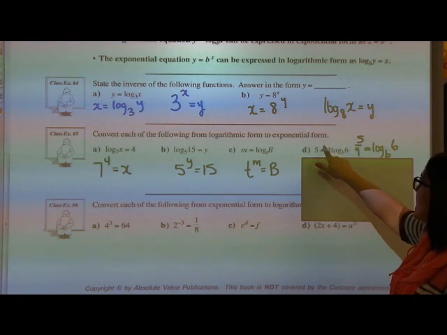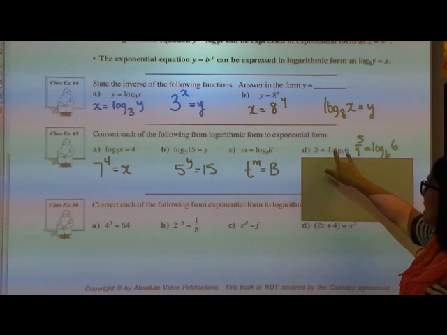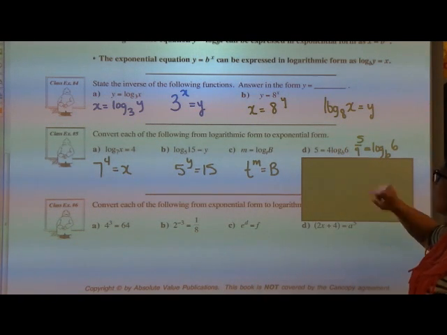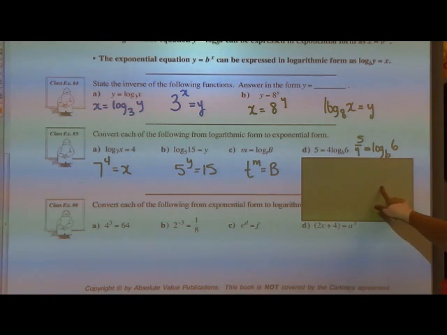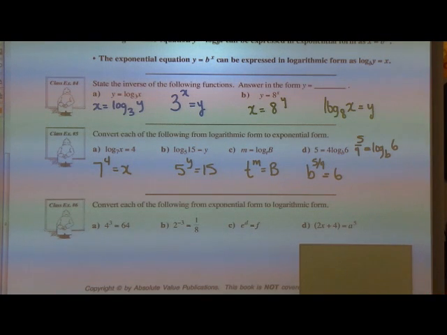When I get to the last one, 5 equals 4 times log base b of 6, what I need to do is isolate this log. I need to get it separated from the 4. So I divide both sides by 4, and then I get b to the power of 5/4 equals 6. Now what I would like you to do is work on class example number 6, writing each of the following as logs.